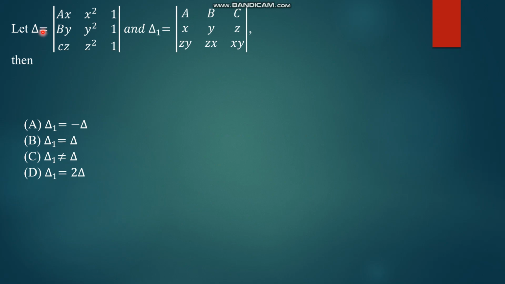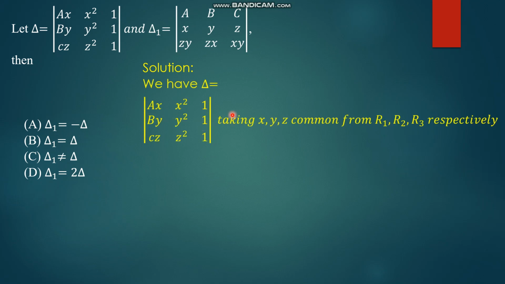Next one. Let delta be given as a determinant, and delta 1 is another determinant. We have to see which relation holds good. So what we do is, we will take delta first, and we have to bring it to the form of delta 1. That should be in our mind. So here we have ax, x square, 1; by, y square, 1; cz, z square, 1.